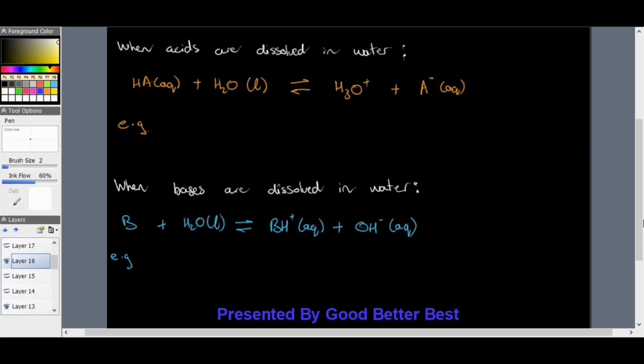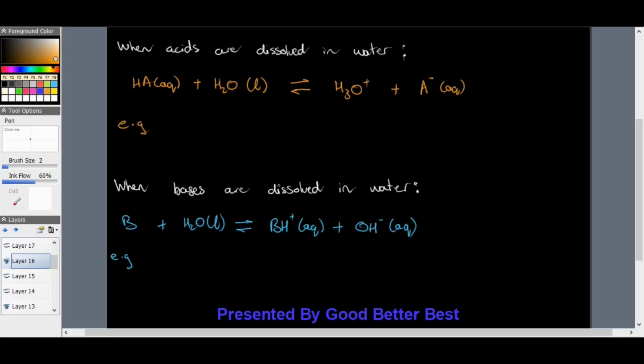Now, when acids dissolve in water, they follow a general equation, which is HA. H is your hydrogen bonded to your acid. Acids contain hydrogen in them. So your acid, HA, A for acid, in aqueous solution, plus water, gives us H3O plus in aqueous solution plus A minus. In other words, this is the substance that is left after the acid has donated the proton.